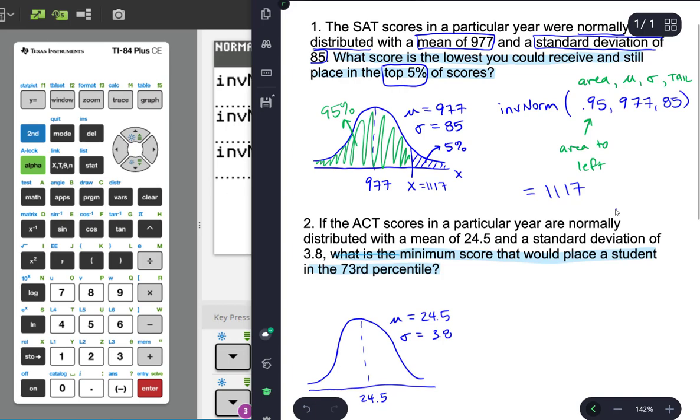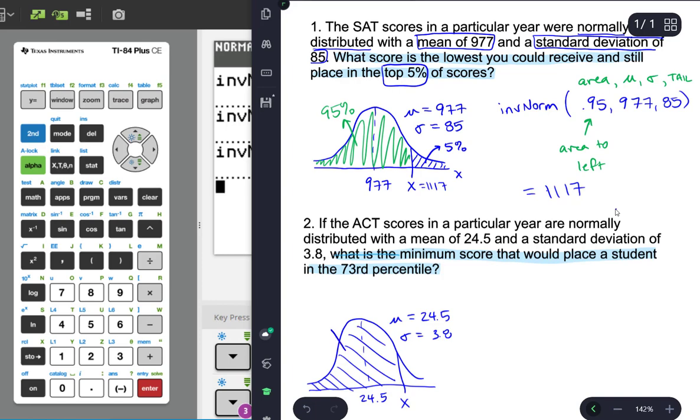Well, to come up with that, here's what we need to do. The 73rd percentile means the score that separates the lower 73% of the data from the upper 27%. So percentiles are always area to the left. So we have this value that's going to be relative to the mean and standard deviation, because it's a score we're looking for, and we want 73% of the data to the left of that value.